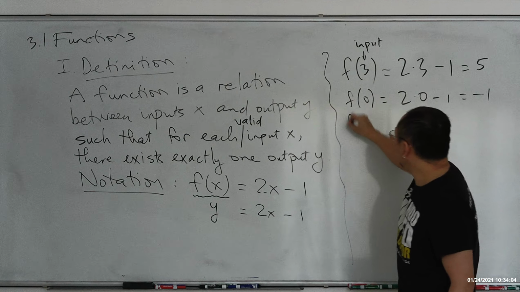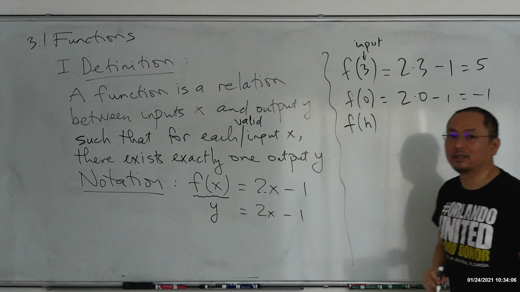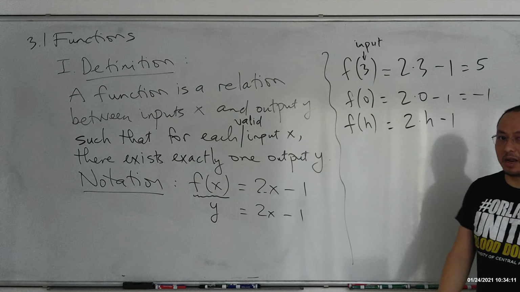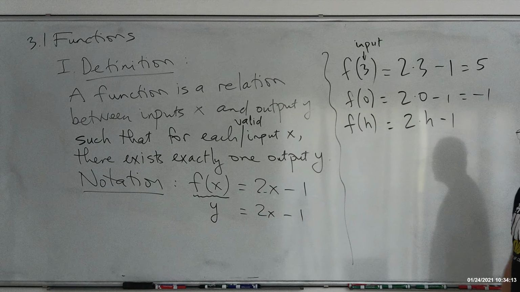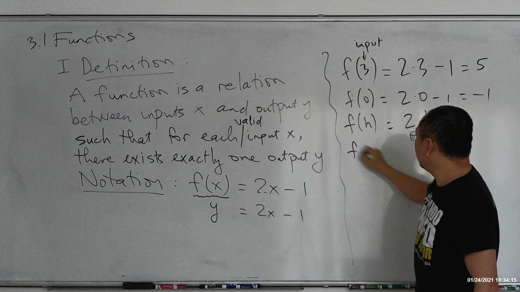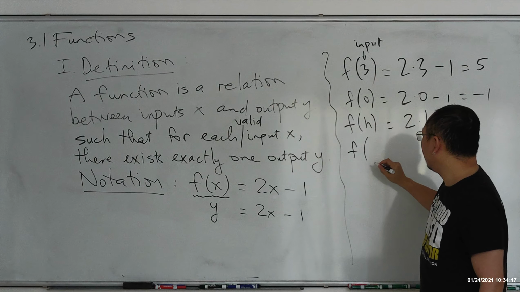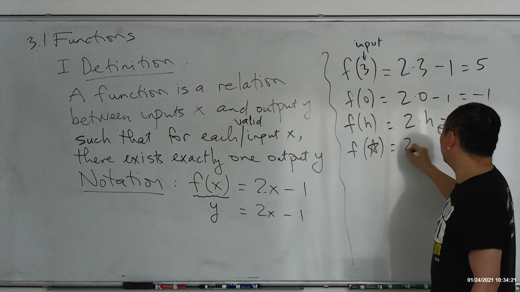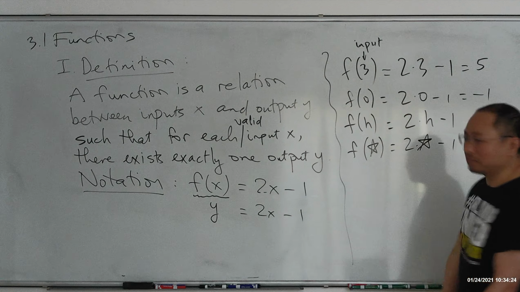So if I plug in h, what do I have? 2 times h minus 1. And I don't know what h is. It could be any number. If I plug in, say, a star in general, then what? 2 times star, and then minus 1.